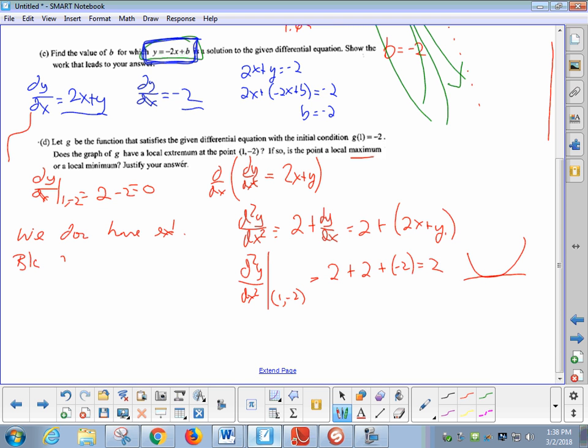Because dy/dx equals 0 and the second derivative is positive at (1, -2), there is a local min there. Or relative min, obviously you're useful with these two words. Okay, other questions on this?